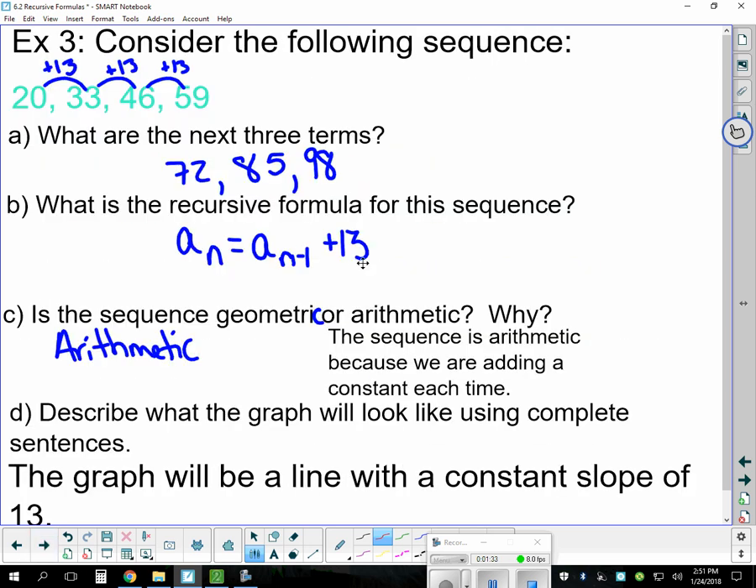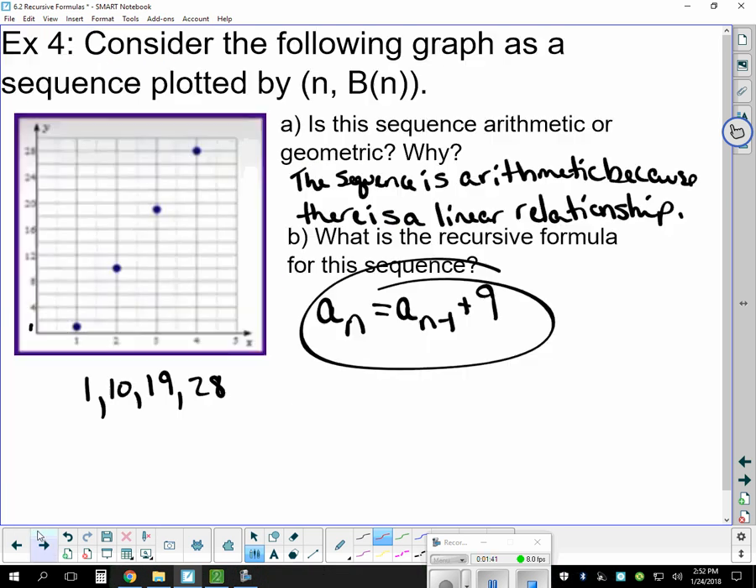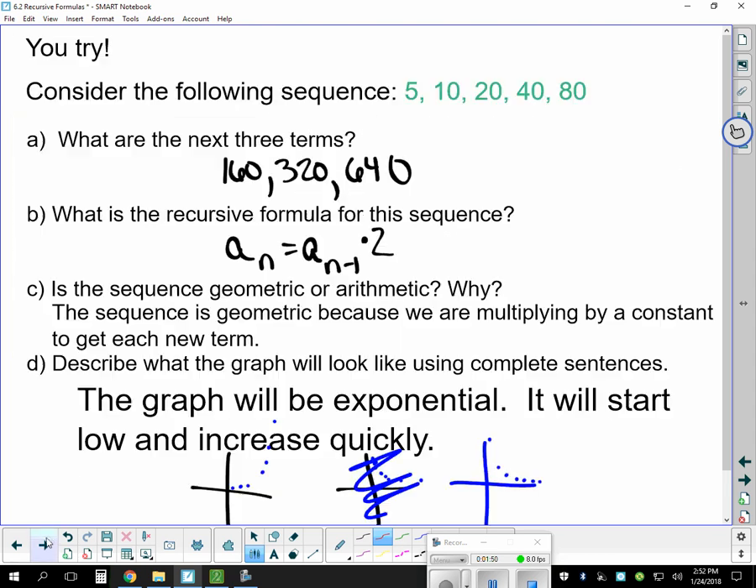Over here, a sub n equals, here's your recursive formula, but also say that a sub 1 equals 20. Here's your recursive formula, but a sub 1 you need to say equals 1. And over here, a sub n equals that, a sub 1 equals 5. So for all of these, you have to say not only what the formula is, but what the first term is as well.